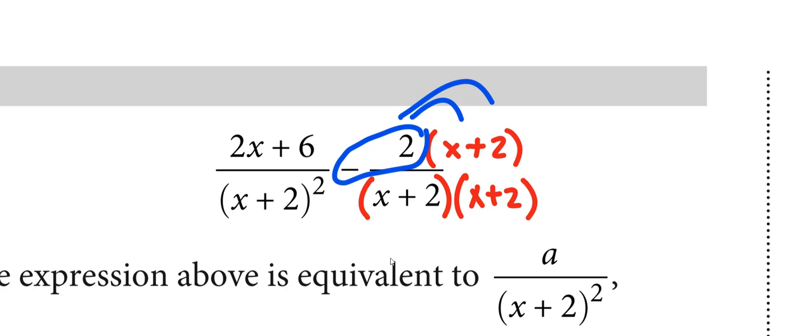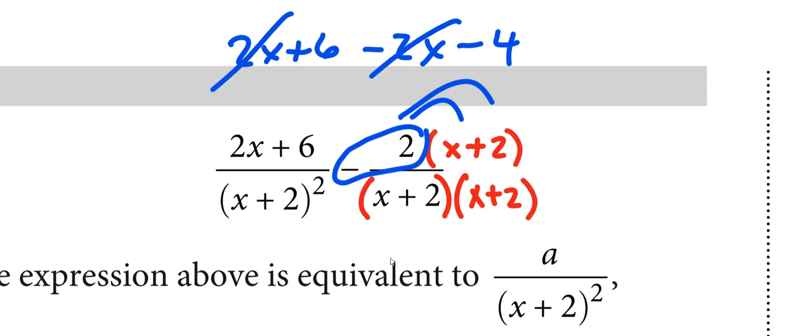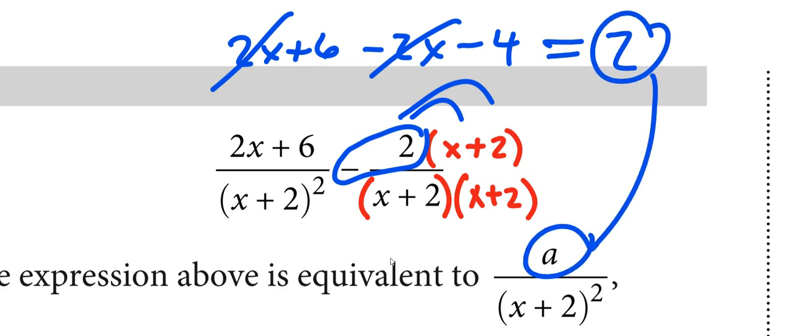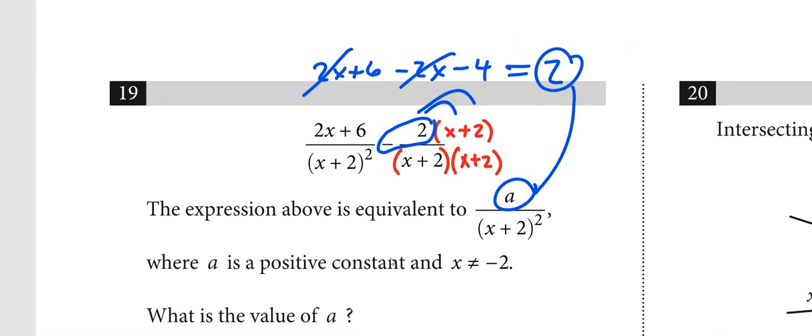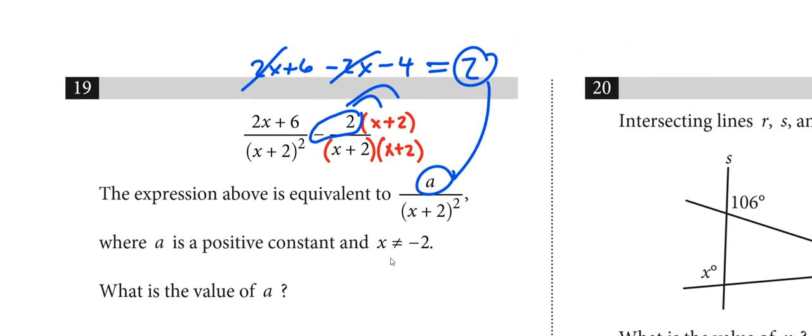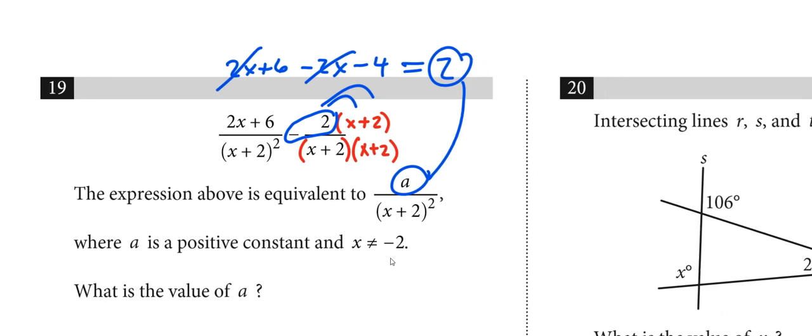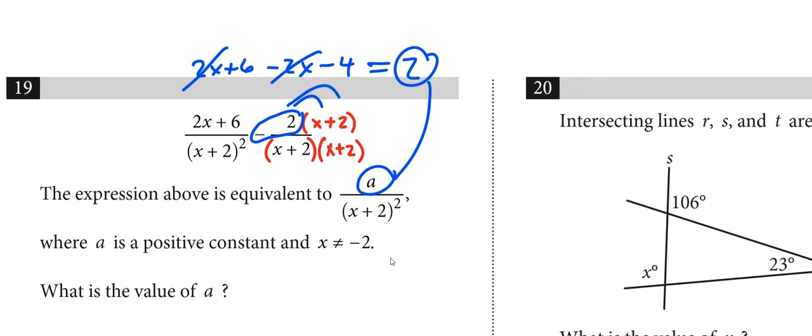All right. So we have 2x plus 6 minus 2x minus 4. Well, those things are going to cancel out. You knew that was going to happen. What do we have left? 2. Guess what? That must be A. And it is. Any questions on 19?